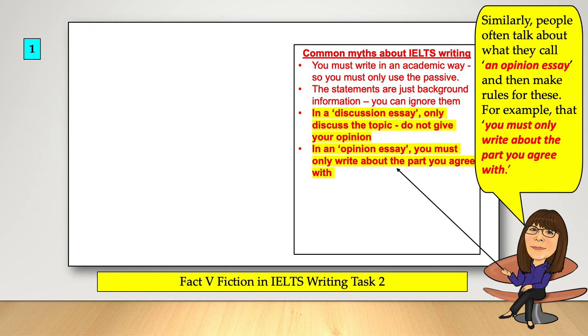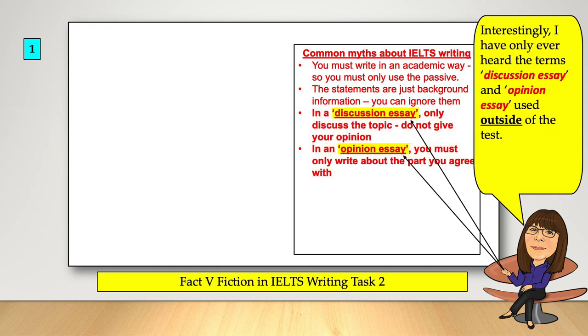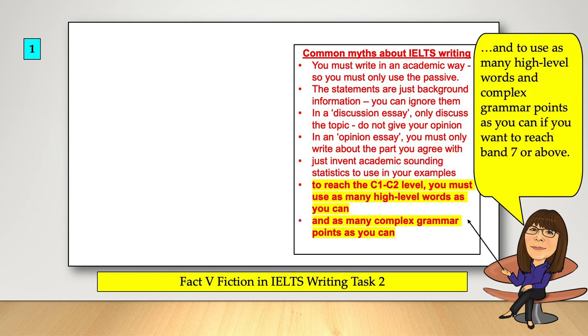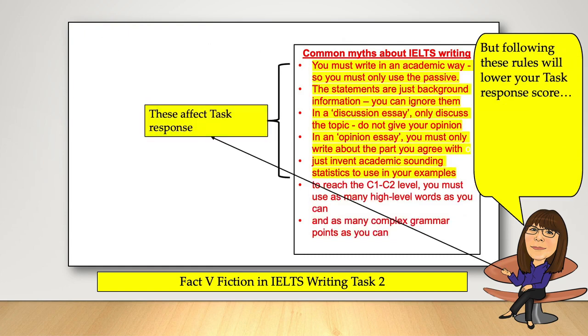Similarly, people often talk about what they call an opinion essay and then make rules for these. For example, that you must only write about the part you agree with. Interestingly, I've only ever heard the terms discussion essay and opinion essay used outside of the test. Another common piece of advice is to invent statistics to use as examples, and to use as many high-level words and complex grammar points as you can if you want to reach Band 7 or above. But following these rules will lower your task response score.